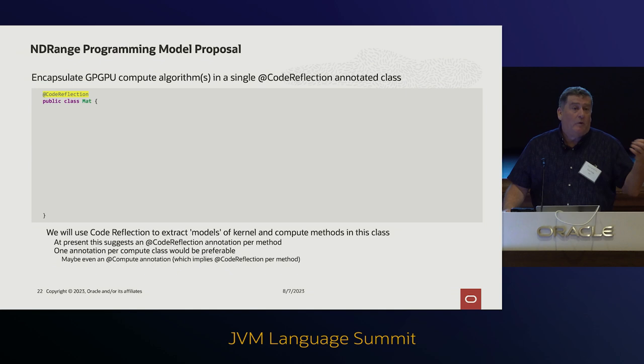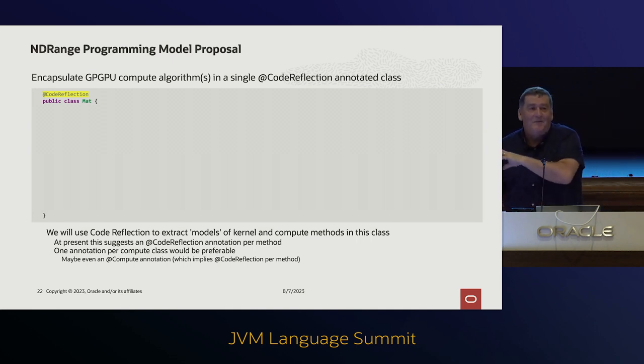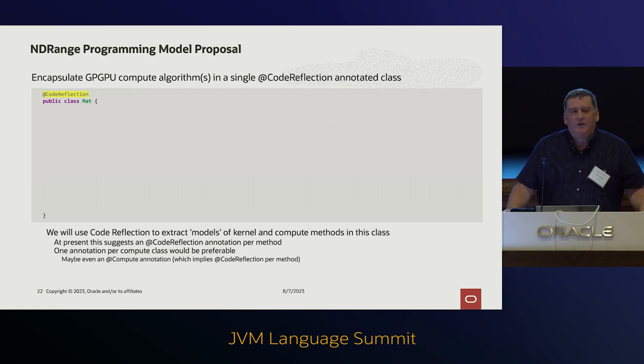So the programming model proposal is that we basically use a class as our level of encapsulation. You'll notice I've annotated the class to be a code reflection class. I think Paul talked about this. At the moment, we're doing it per method, but I think there's a case for having it on the class itself. I'd also prefer to have a compute annotation, which code reflection is inferred by, but for the moment, we're just going to use code reflection to tag the class.